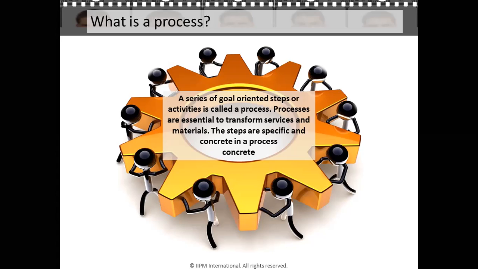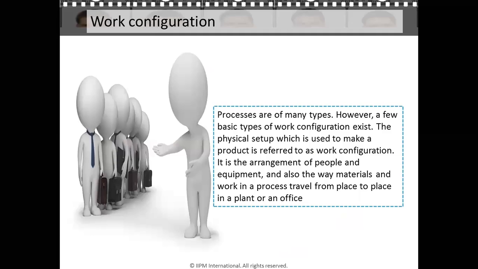What is a process? A process is a series of goal-oriented steps or activities. Processes are essential to transform services and materials. The steps in a process are specific and concrete. So in a way, all processes should be concretized with a purpose in mind or with the goals in mind. Processes are of many types as regards work configuration.